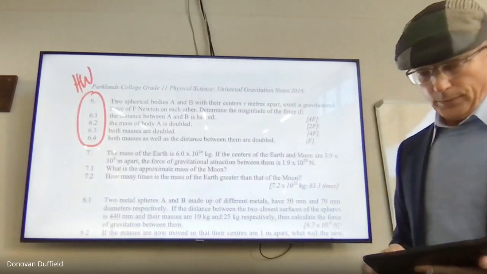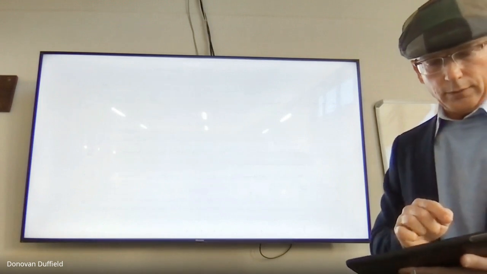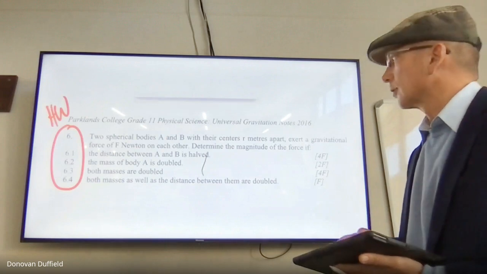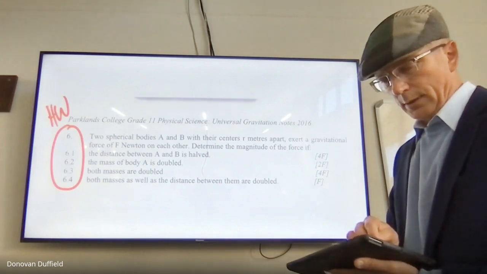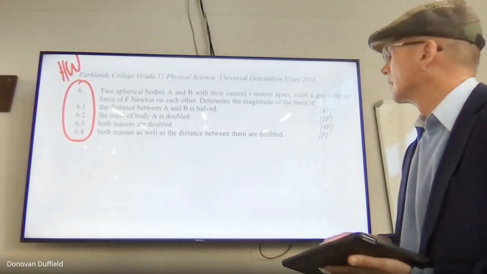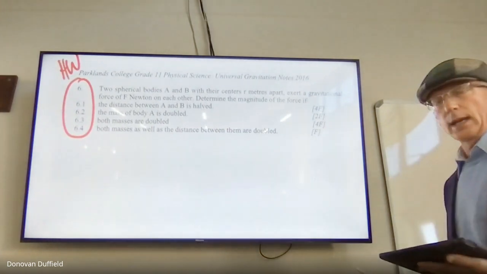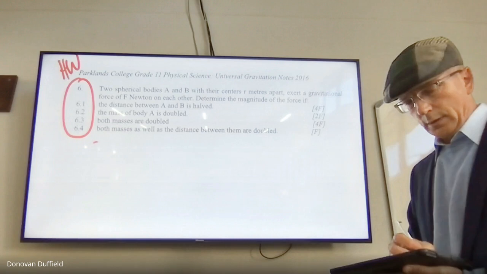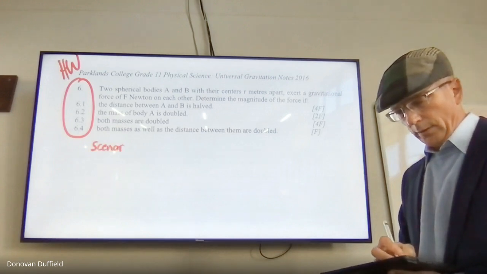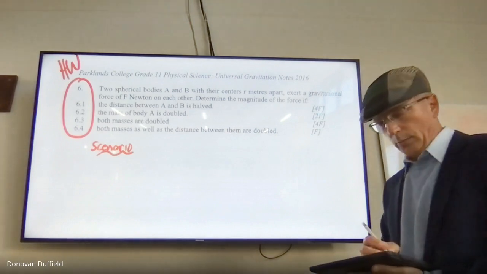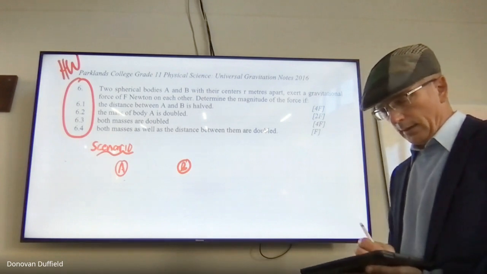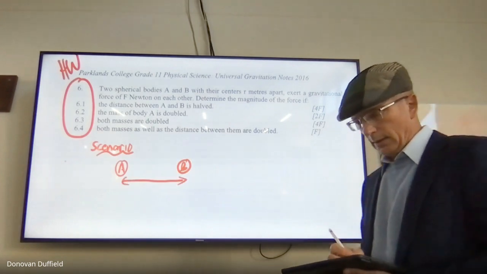If we look at the homework that I gave you, we're just going to look at this quickly. Generally speaking, these types of problems one finds in multiple choice questions in exams. So we have two spherical bodies, A and B, with their centers r meters apart. In the first scenario, we have two objects, A and B, and the distance between their centers is r.